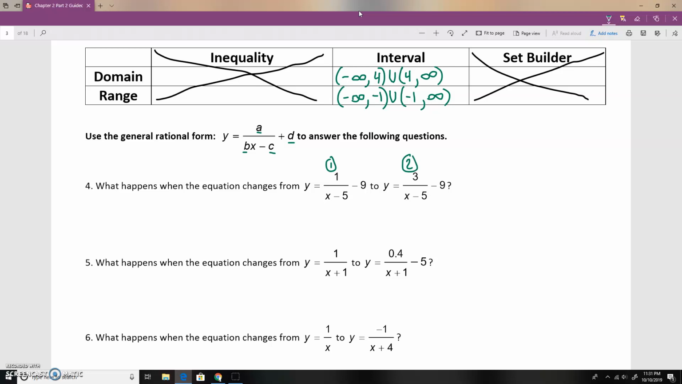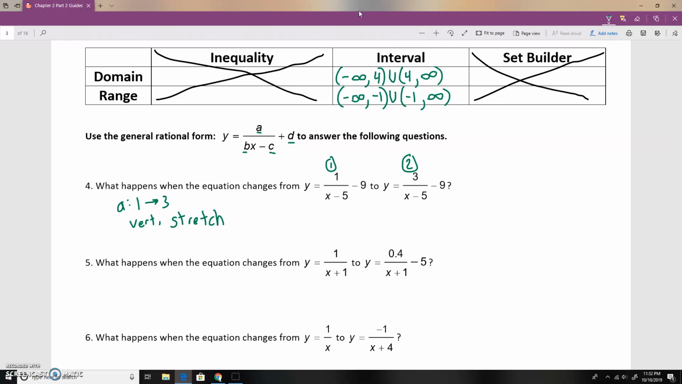Well, if we look at the changes in this particular example, we can look at our a value. Our a value is changing from 1 to 3. Okay? Well, anything greater than 1, if you remember, is a vertical stretch. So we've got a vertical stretch happening to this function.